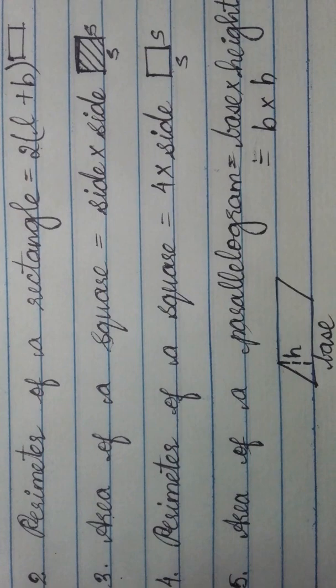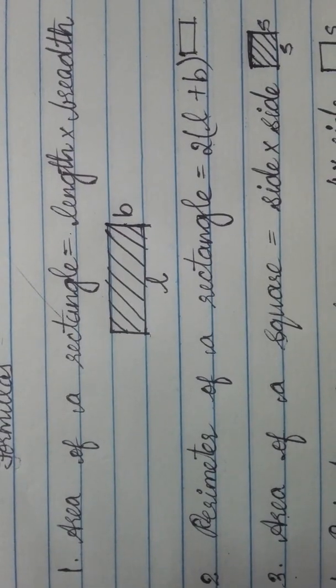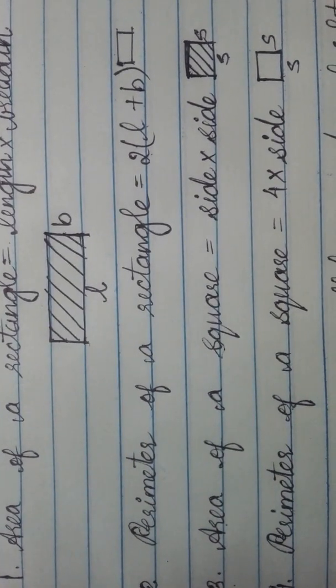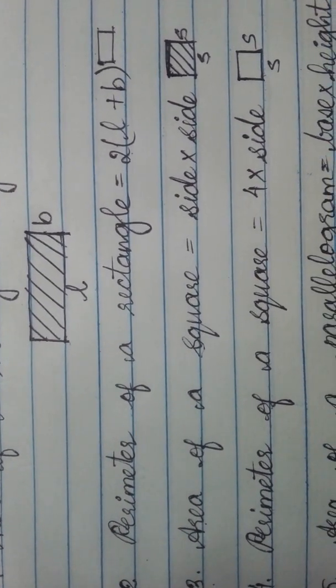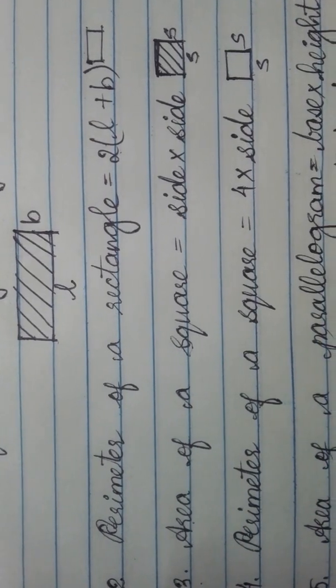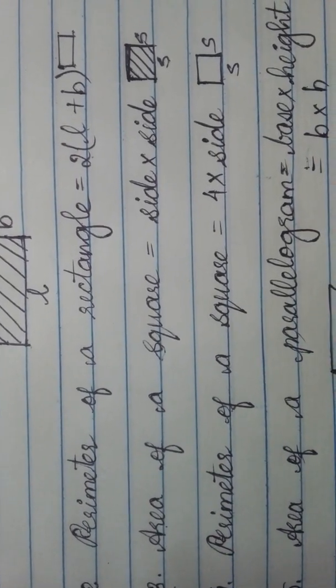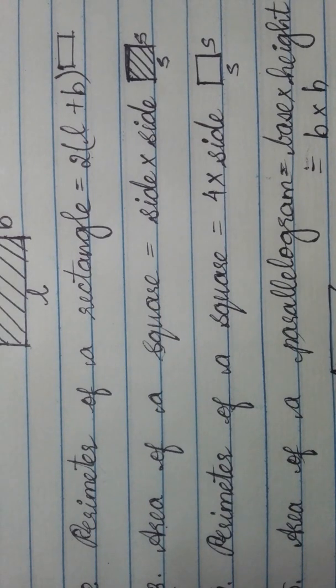Once you prepare this chart, paste it in your house, and early in the morning, as soon as you get up, read all the formulas once. Now we are going to add more formulas according to the exercises that we are doing. For exercise 1 and 2, 5 formulas only. Copy this, children. Area of a rectangle, length into breadth; perimeter of a rectangle, 2 into (length plus breadth); area of a square, side into side; perimeter of a square, 4 into side; area of a parallelogram, base into height. Understood, children? Copy.